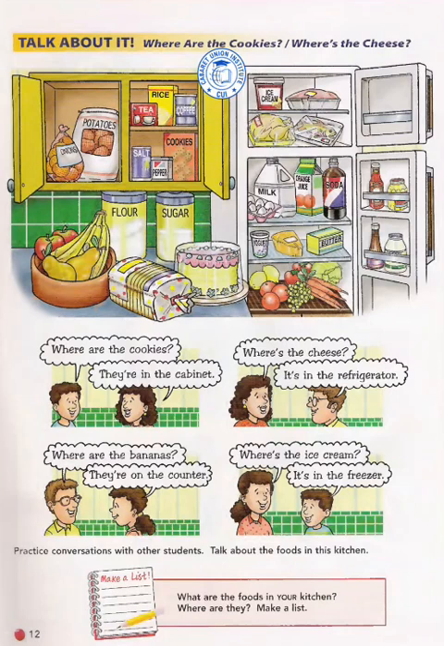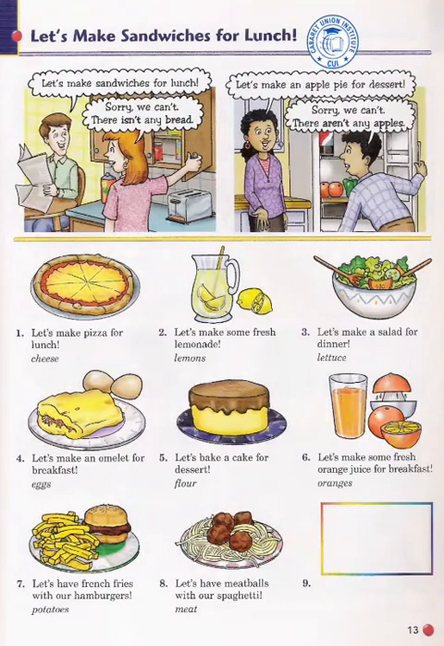Page 13. Let's make sandwiches for lunch. Listen to the first model. Let's make sandwiches for lunch. Sorry, we can't. There isn't any bread. Listen to the second model. Let's make an apple pie for dessert. Sorry, we can't. There aren't any apples.